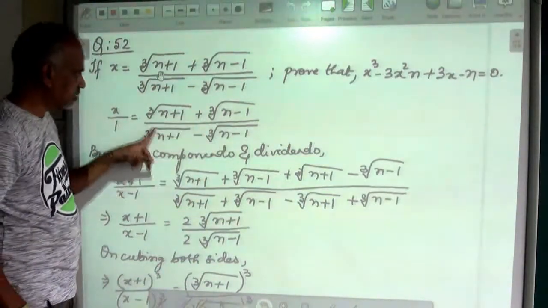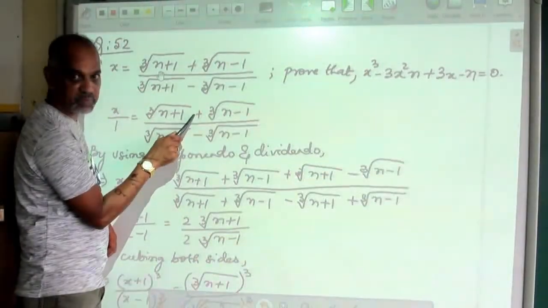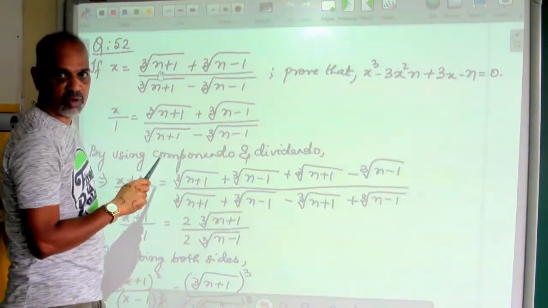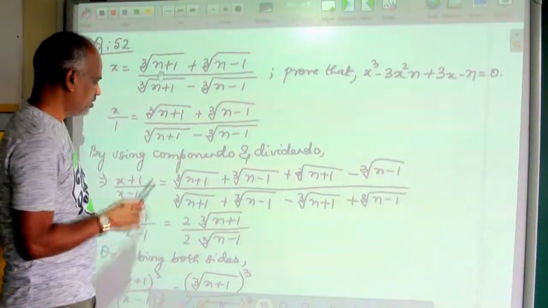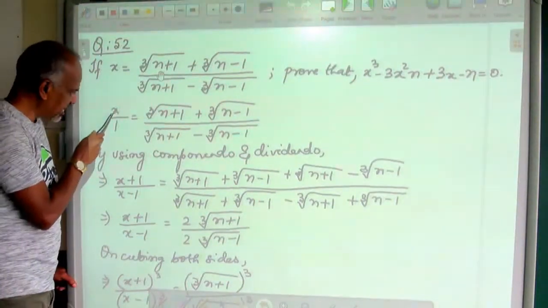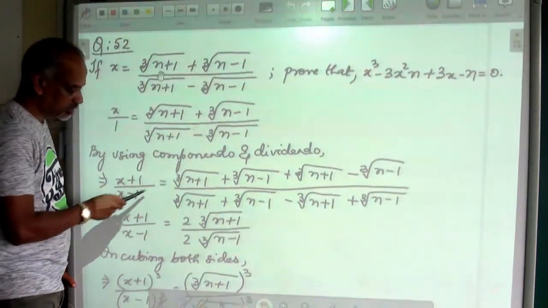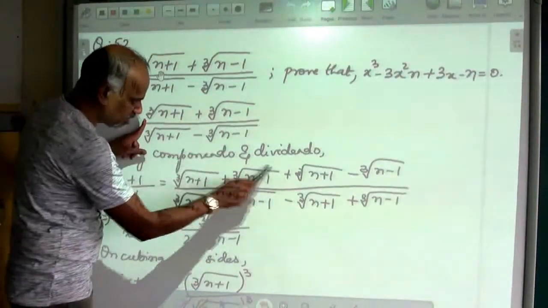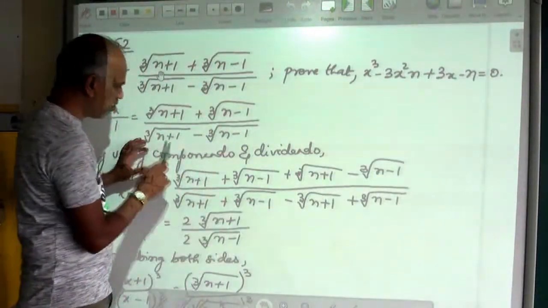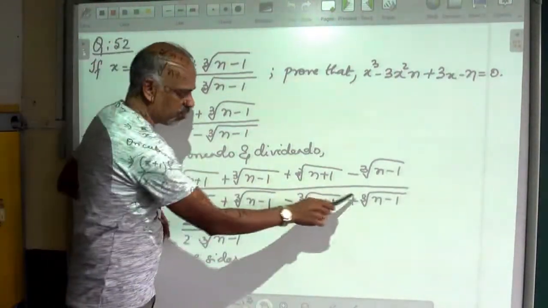Now, if you look at this side, these two are same. These two are same. In the numerator, they are separated by plus sign. In the denominator, it's separated by minus sign. Therefore, this is in the form of componendo and dividendo. So if you use componendo and dividendo on this, it becomes x plus 1 divided by x minus 1 is equal to this one plus this one, divided by this one minus this one, that's minus cube root of n plus 1. This becomes plus cube root of n minus 1.